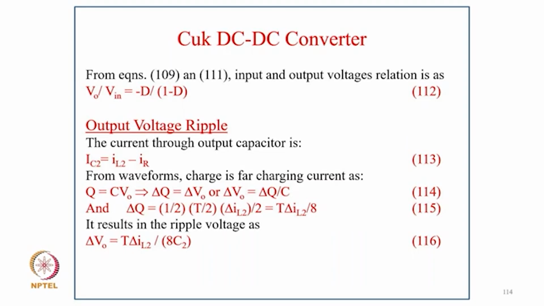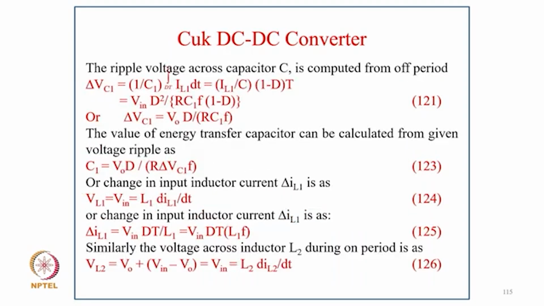Now for the output voltage ripple, the current through the output capacitor is IC2 equal to IL2 minus IR. From the waveform, the charge from the charging current is delta Q equal to C delta Vo, or delta V equal to delta Q upon C, and delta Q equal to half times T by 2 times delta IL by 2, that becomes T delta IL2 by 8. It results in the voltage ripple delta Vo equal to T delta IL2 divided by 8 C2.